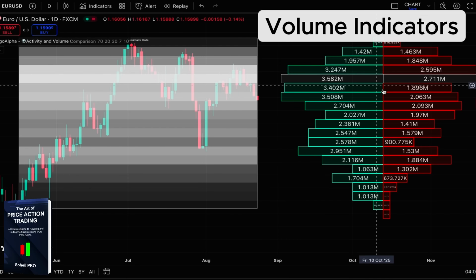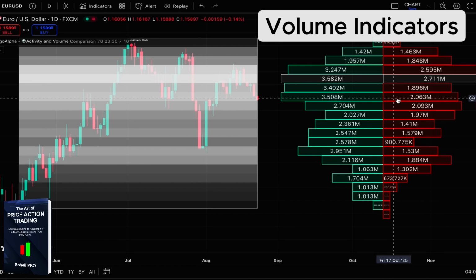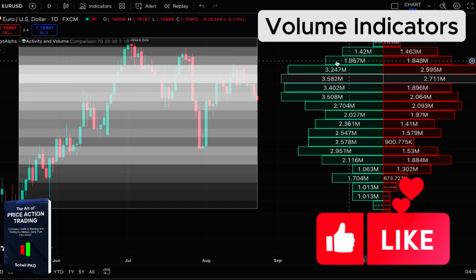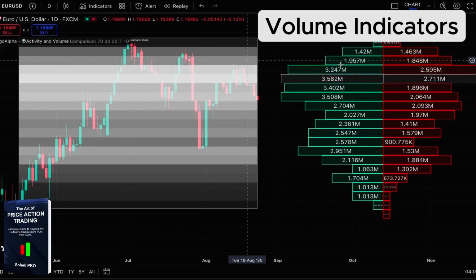Here we have horizontal volume bars for each price range, and the excellent feature of this indicator is that it shows them separately for buying and selling volume, so you can have an evaluation of them separately. This indicator helps you to identify or further validate the significant levels on your price chart by the help of volume information for each price range.